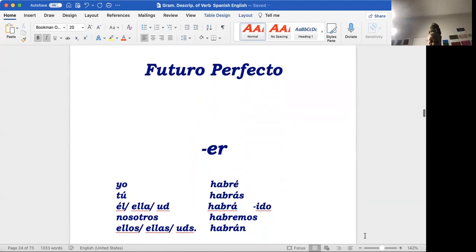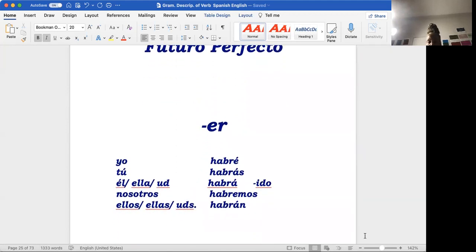So let's look at it. Here we go, the future perfect. You see, it's the same. Habré, habrás, habrá, habremos, habrán. And then that's the verb to have. Then you want to get the main verb. In this case, it's an ER verb. The main verb would be comer. Remove that ER, and then put I-D-O. Comido. Habré comido, habrás comido, habrá comido, habremos comido, habrán comido. I will have eaten. Now in Spanish, the verb to eat is regular. In English, it's irregular.